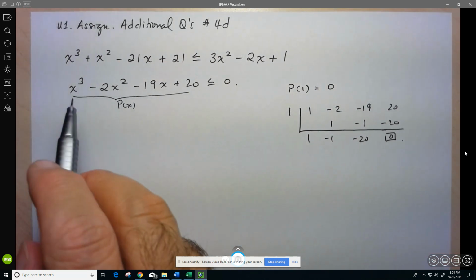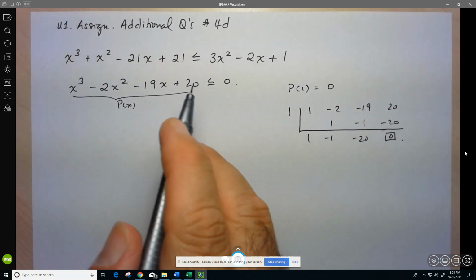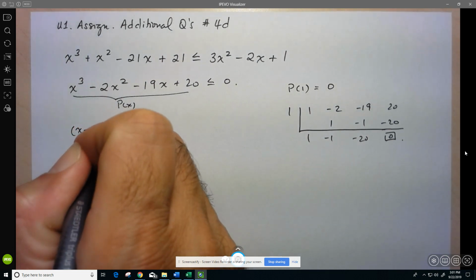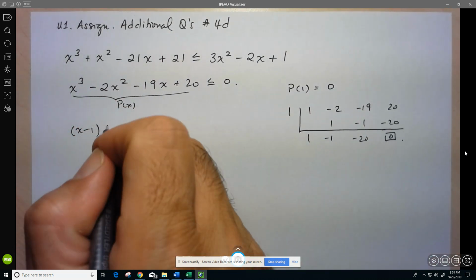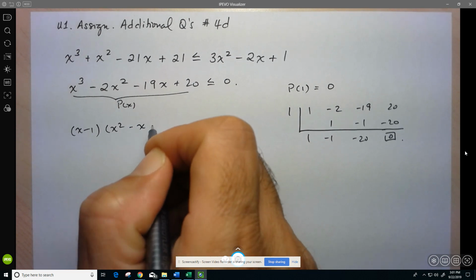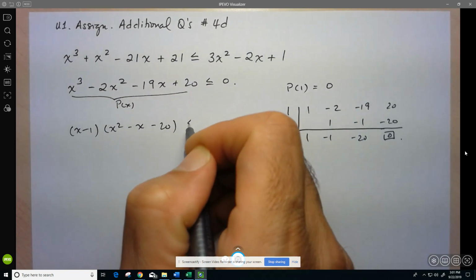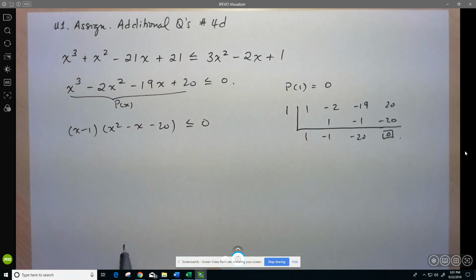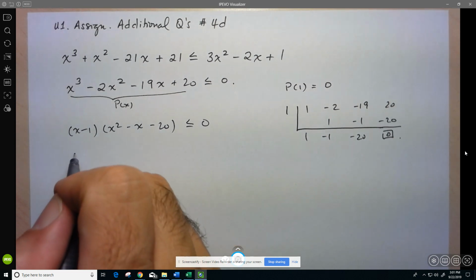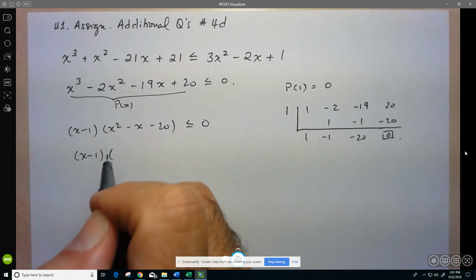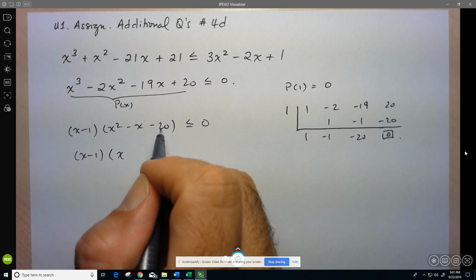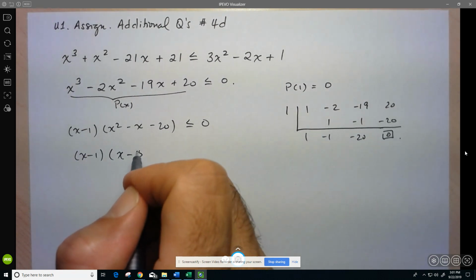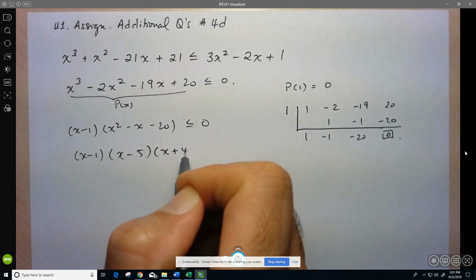So what does this mean? It means that this expression on the left can be written as x minus 1 times this quotient here, x squared minus x minus 20. And that actually looks good for factoring nicely. Won't need the quadratic formula. So here we have x minus 1, and here 5 and 4 is going to work. So we're going to need minus 5 and plus 4.